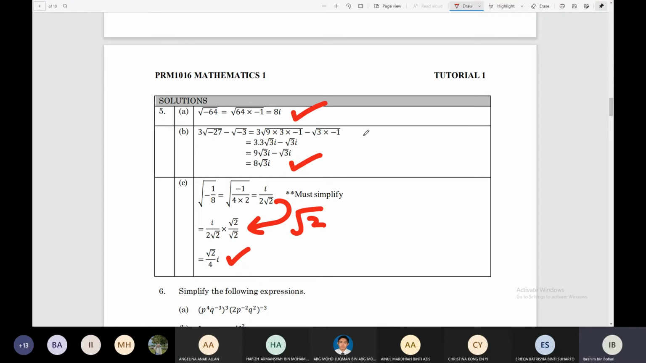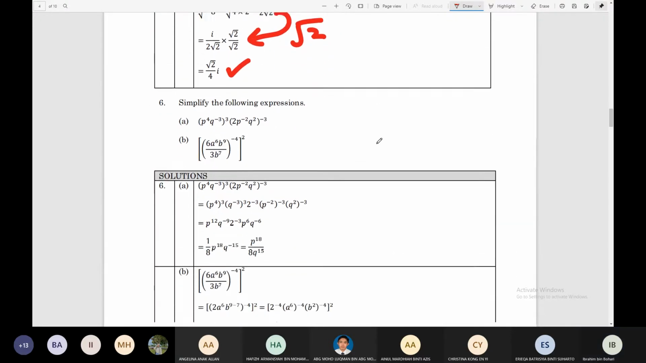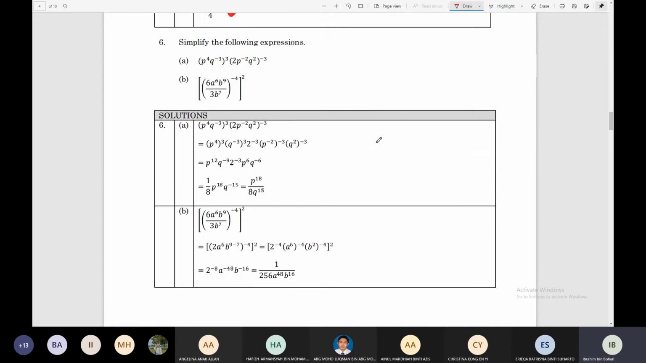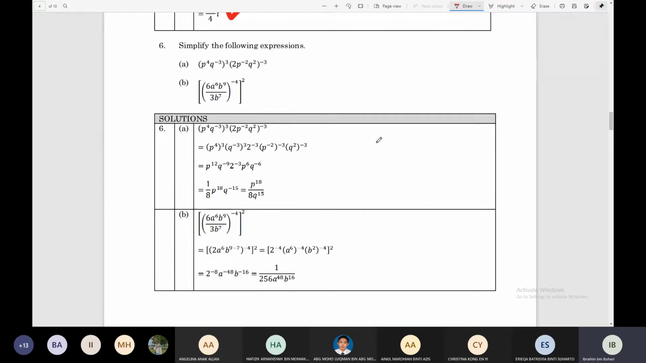Okay, question 5 and question 6. If you have any questions, you can put them in the meeting chat. I will answer after this, just type there. Question 6, simplify the following expression. Question A, p to the power 4 q to the power of negative 3, all to the power of 3, and 2p to the negative 2, q squared, to the power of negative 3. This is also the same, I think you just check the answers. This is easy. Question A and question B, check the answers. The easy ones I usually do not discuss, just take the answer and check.